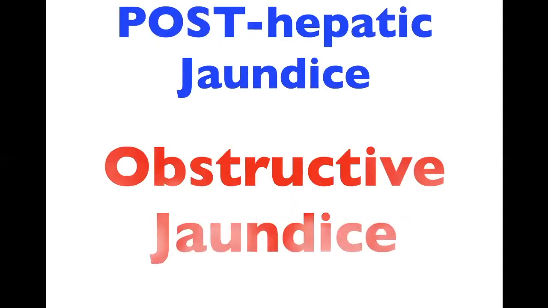Posthepatic jaundice is known as obstructive jaundice. The two examples mentioned in Harper's regarding obstructive jaundice, although there are tons of causes, are gallbladder disease or gallbladder stones, and pancreatic carcinoma or pancreatic cancer. What are the two examples in your textbook? Gallbladder stones and pancreatic cancer.